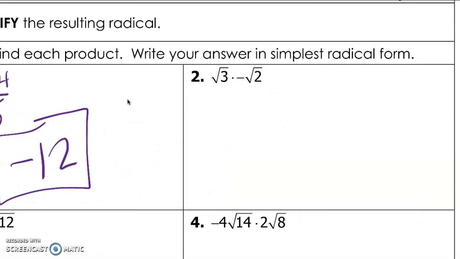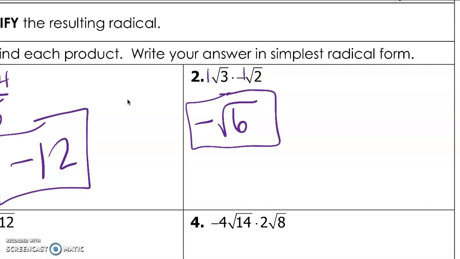Number 2, technically we have a 1 and a negative 1 as our coefficients, so that's just a negative 1, so a negative sign. Square root 3 times 2 is 6. There are no perfect squares that go into 6, so negative square root of 6 is our final answer.